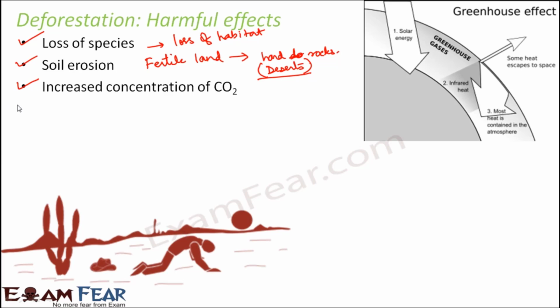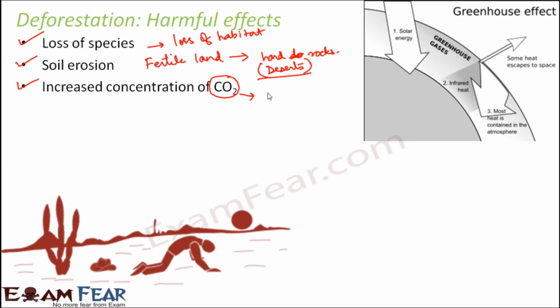Increased concentration of carbon dioxide. So when we cut down the plants, what do plants do? Plants take in carbon dioxide from the atmosphere for photosynthesis. So when we have fewer plants, or we don't have plants, there is nobody which can take in the carbon dioxide from the atmosphere. Therefore, the concentration of carbon dioxide in the atmosphere will increase.